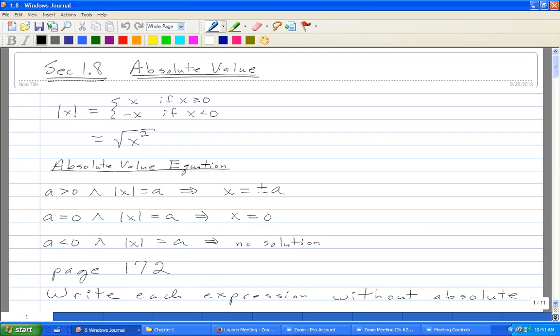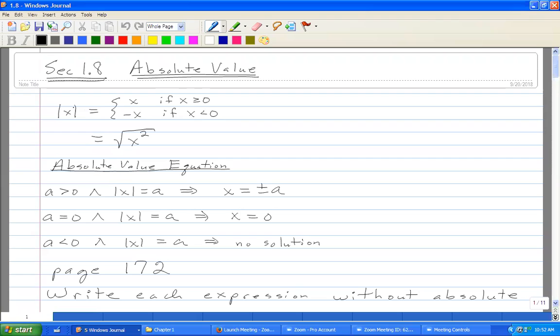Section 1.8, absolute value. In this section, we're going to be studying equations and inequalities involving absolute values. First, let's recall what an absolute value is. We only want to determine real solutions for both absolute value equations and absolute value inequalities.